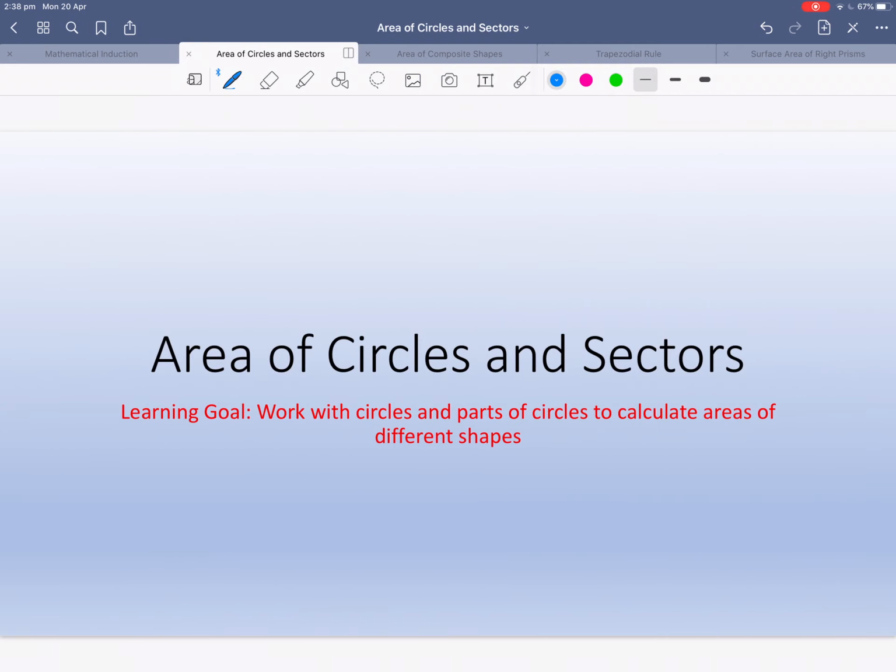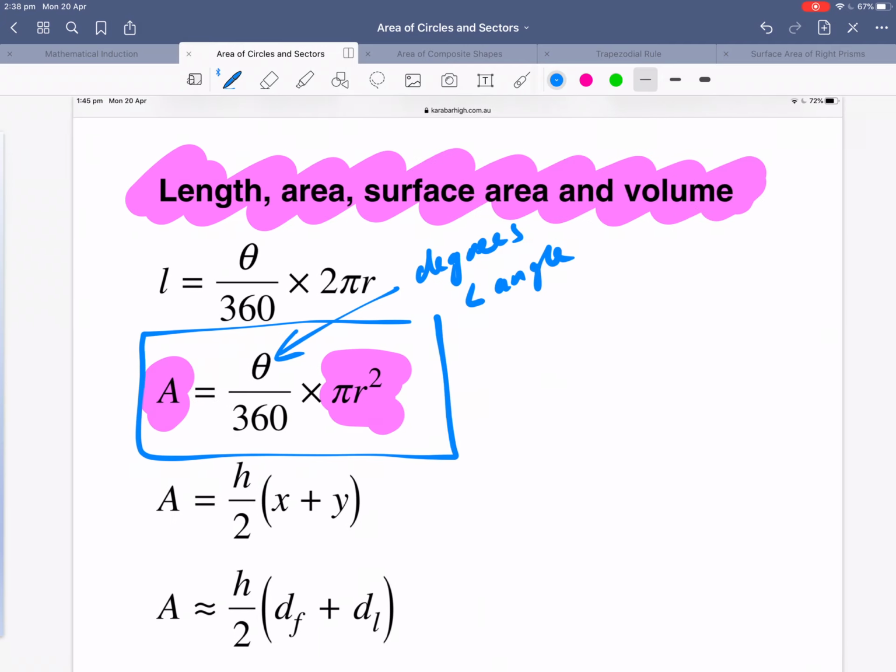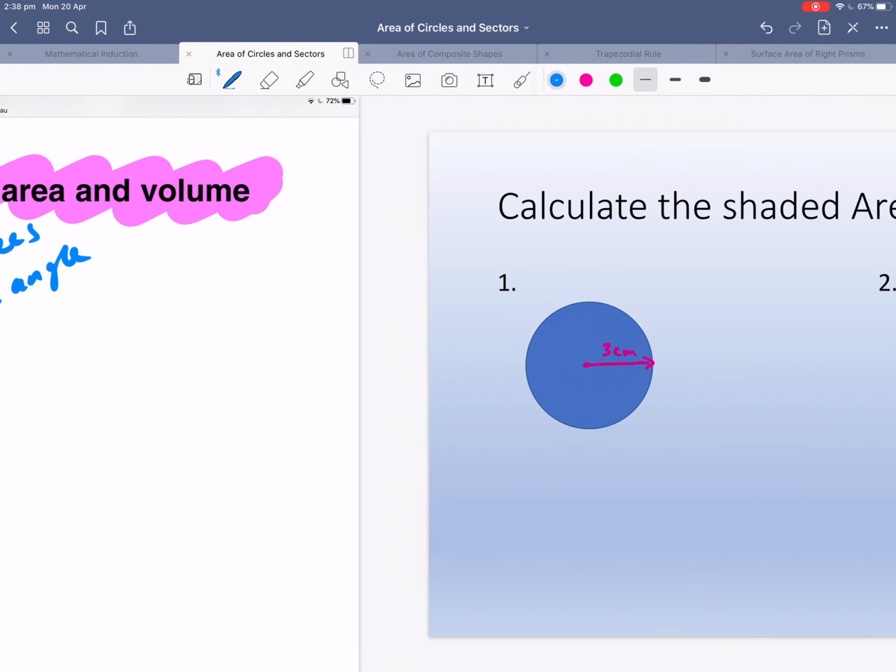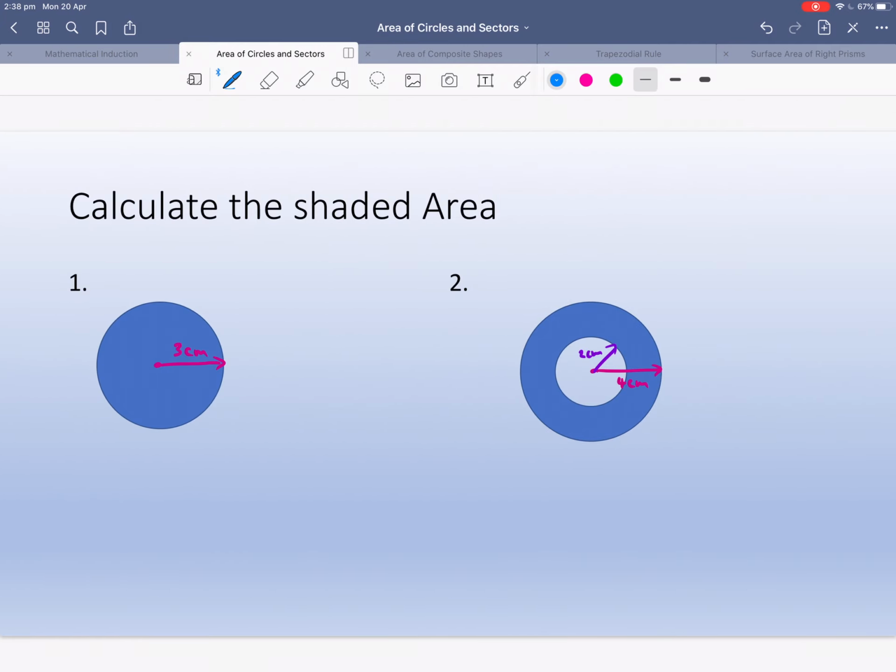So area of circles and sectors. So we're going to work with circles, parts of circles to calculate areas of different shapes. All right, let's go for it. Okay, so calculate the shaded area. So this is pretty straightforward. We're going to use the area formula of a circle, which is A equals pi r squared.